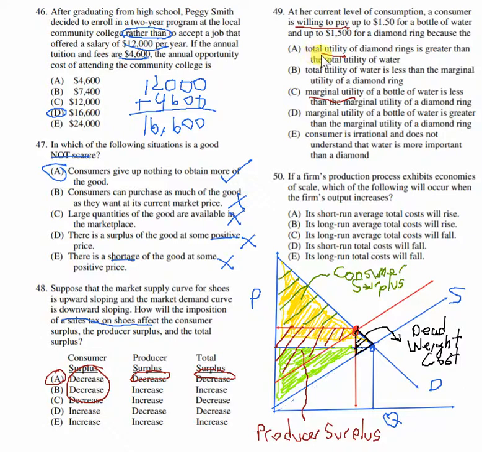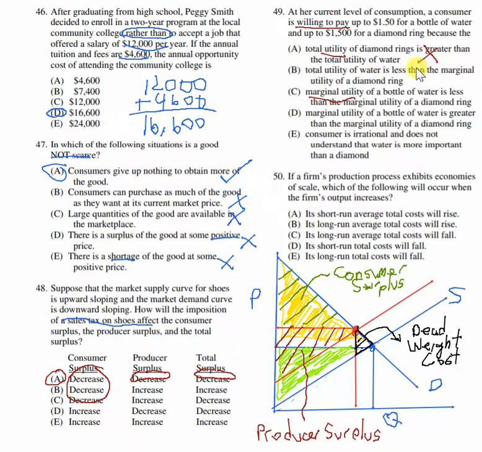Okay, so looking at choice A, we see they're describing the total utility of a diamond ring is greater than the total utility of water. That's not true because we only have information about the marginal utility. B, the total utility of water is less than the marginal utility of diamond rings, and this is mixing up two concepts, so that's also not going to be correct.